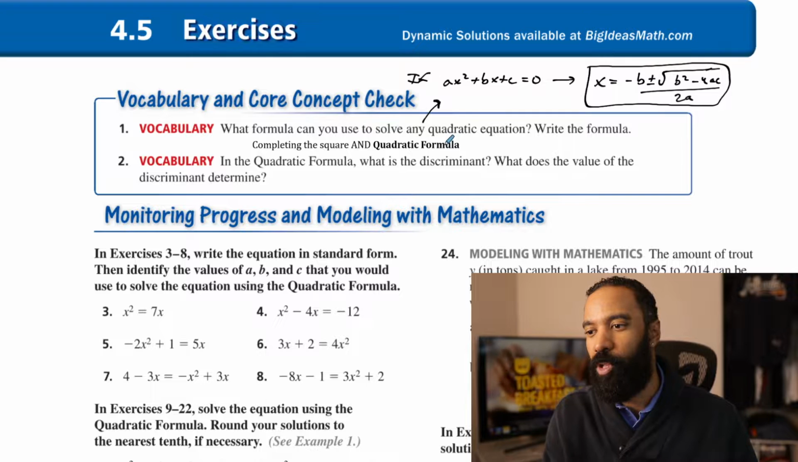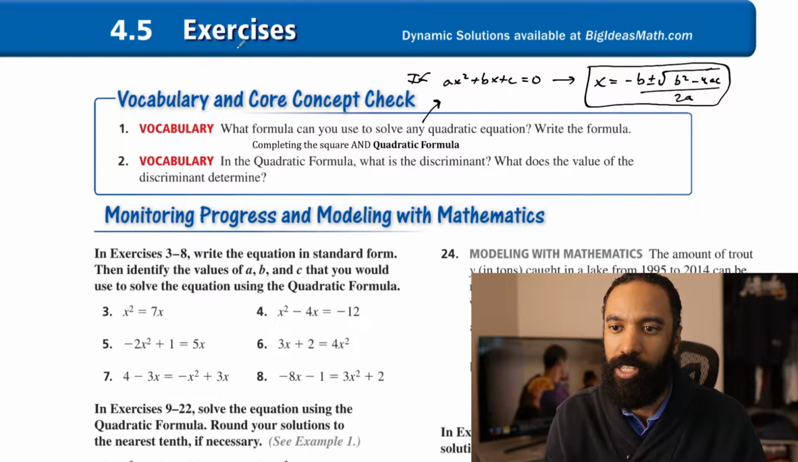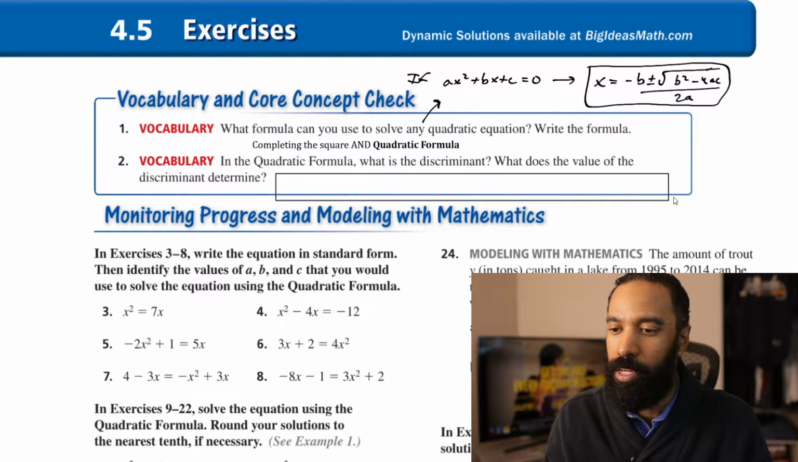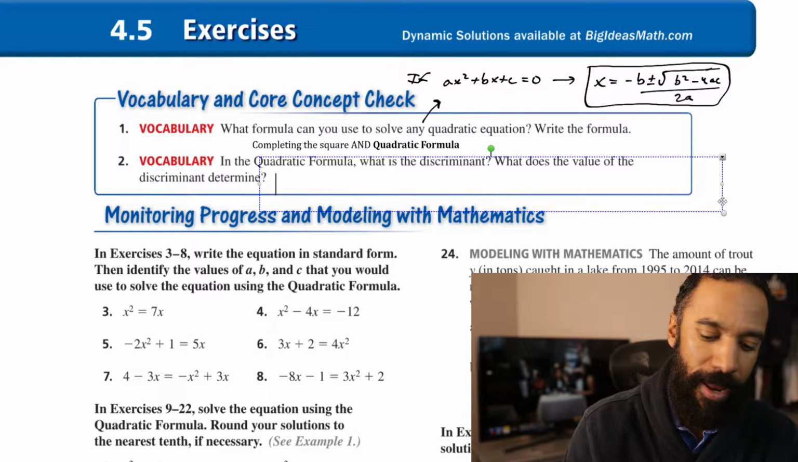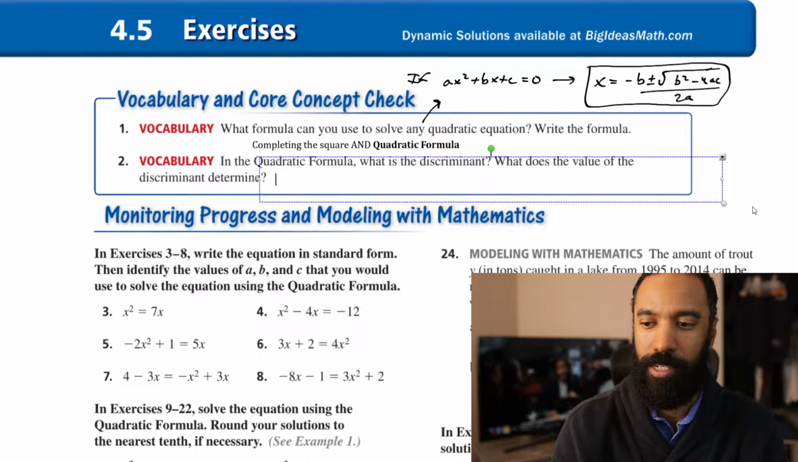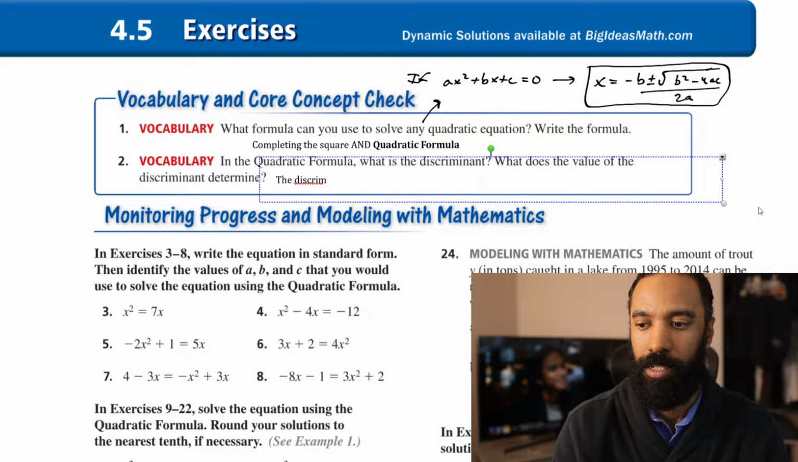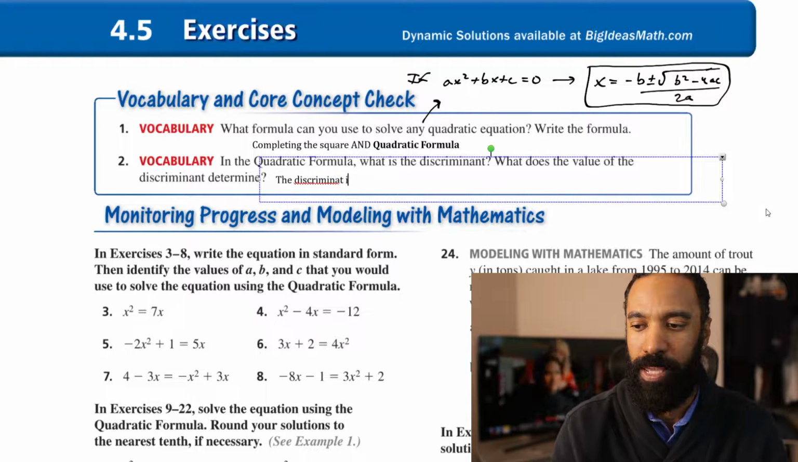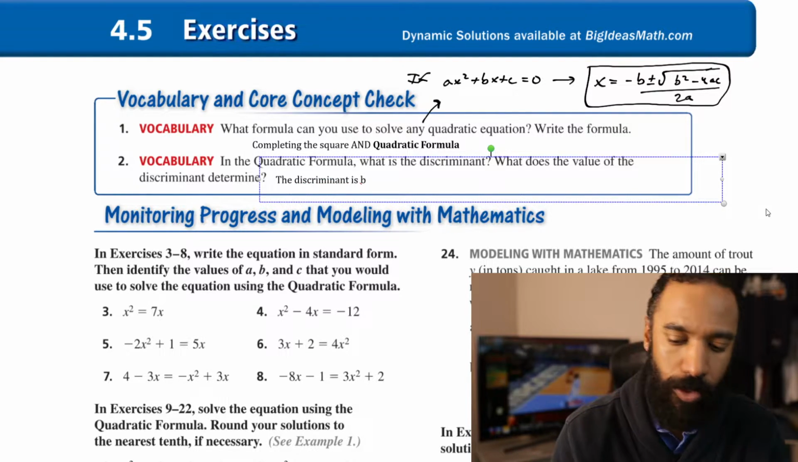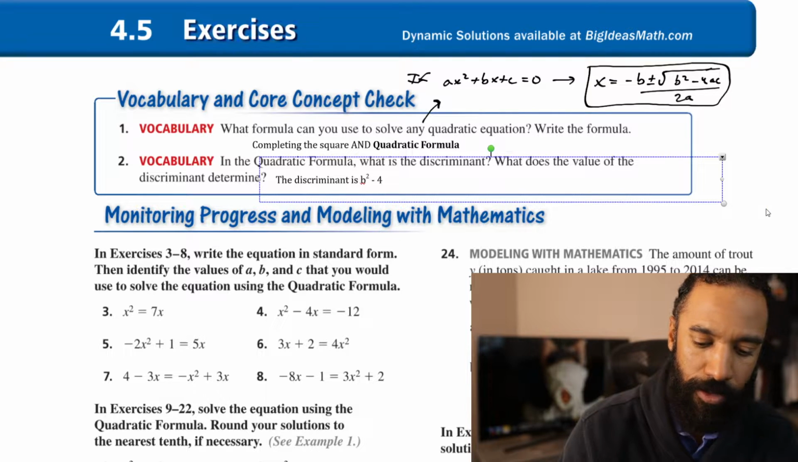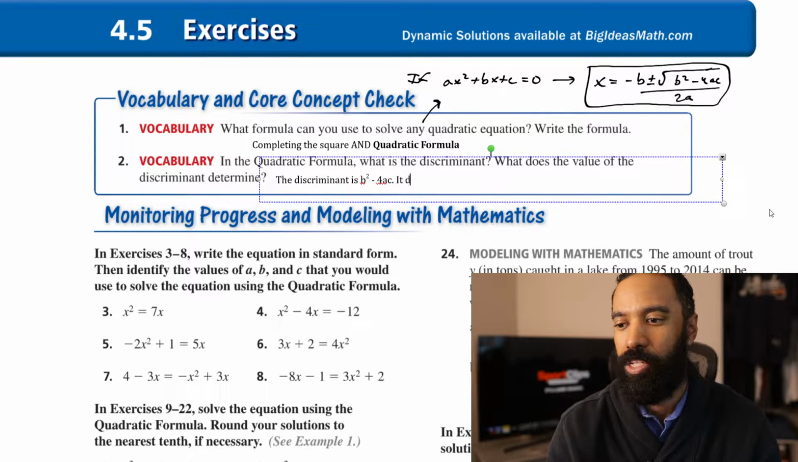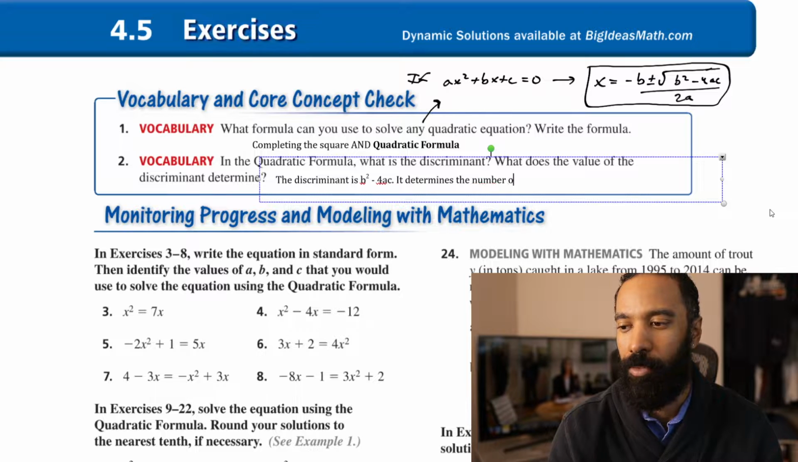Vocab: in the quadratic formula, what is the discriminant? What is the value of the discriminant? The discriminant in the formula is b squared minus 4ac. It determines the number of real solutions in your equation.